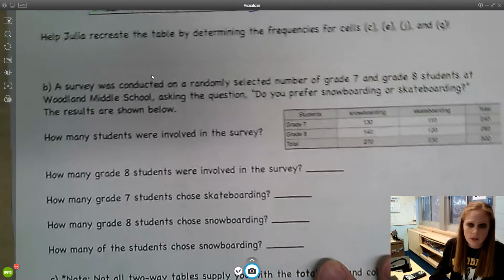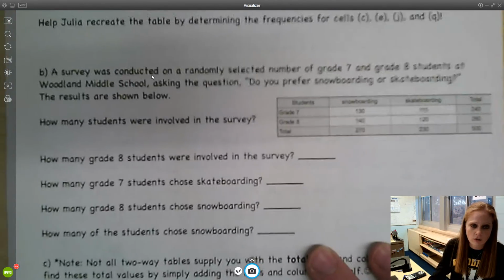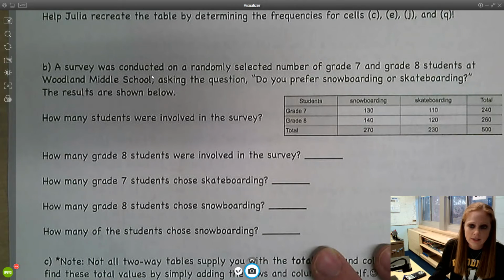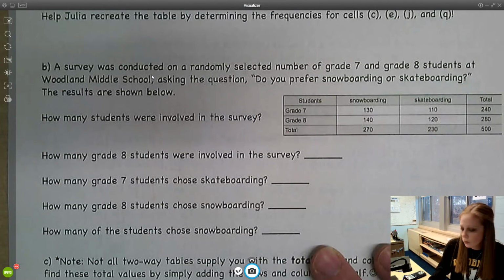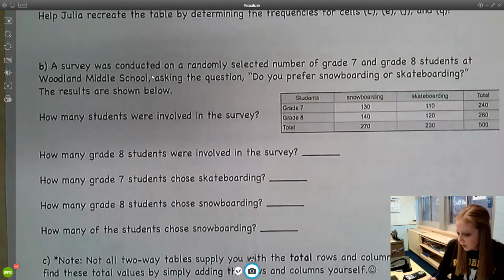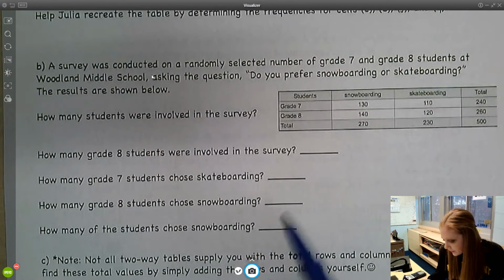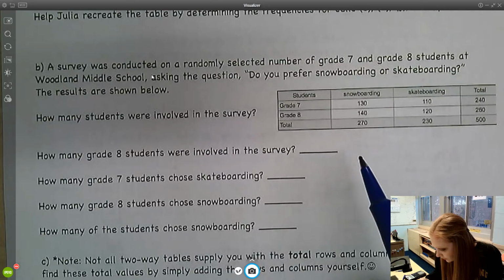A survey was conducted on a randomly selected number of grade 7 and grade 8 students at Woodland Middle School, asking the question, do you prefer snowboarding or skateboarding? The results are shown below. How many students were involved in this survey?